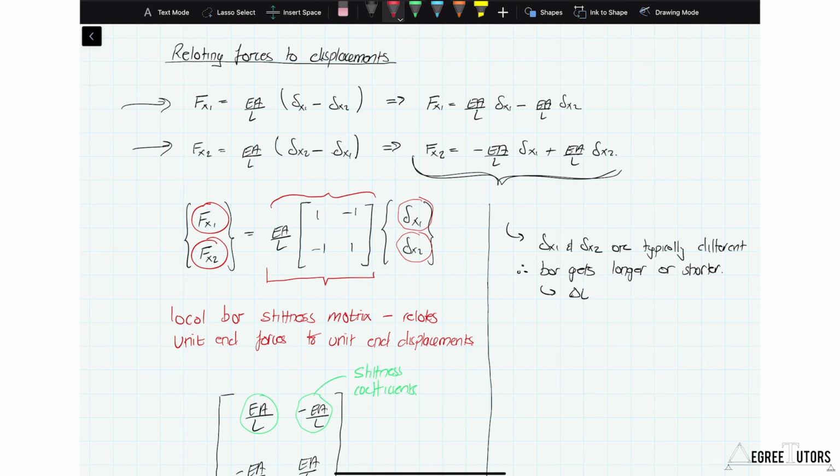A stiffness is a thing that relates the force to the corresponding displacement. And so in this case, generalized for a bar segment, the stiffness matrix is just relating whatever forces are applied at each end to the corresponding displacements that result from those forces.